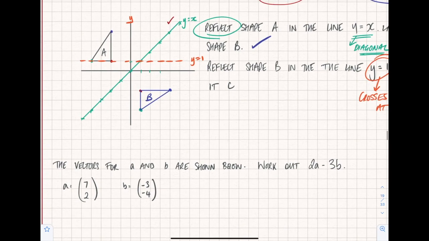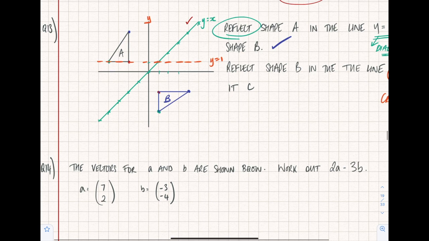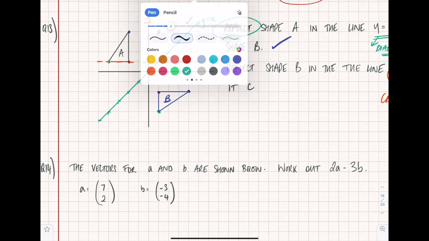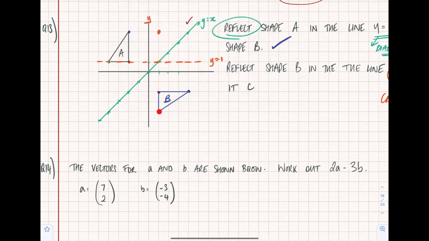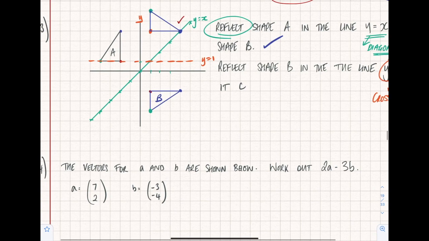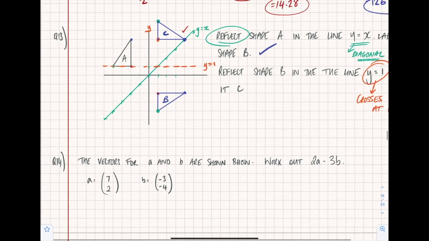If I was going to reflect this shape B in that mirror line, that corner is 1, 2, 3 away from my mirror line. So it goes 1, 2, 3 away. So that red point ends up there. This turquoise point down here in the bottom left is 1, 2, 3, 4, 5 away. So I go 1, 2, 3, 4, 5. So that ends up there. And the blue point is 1, 2, 3 away. So that ends up there. And I redraw my shape there. It says to label it C. So I've labeled it C.